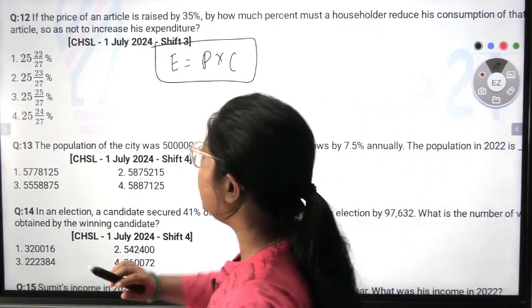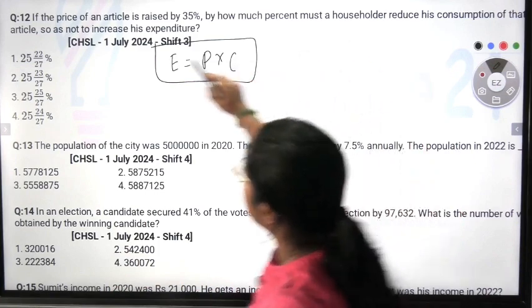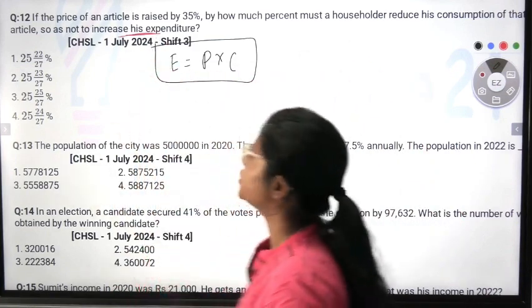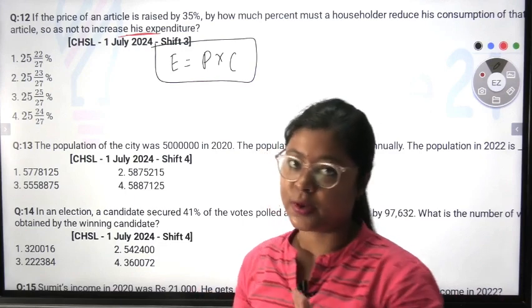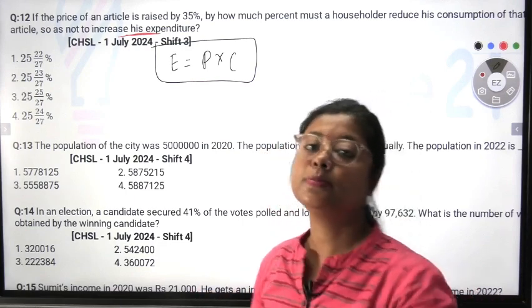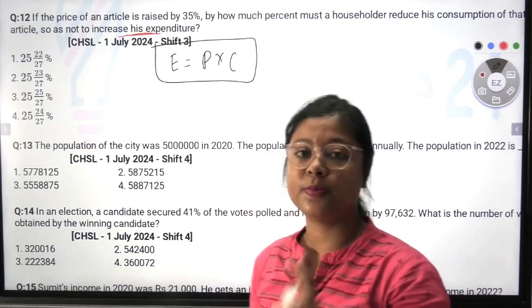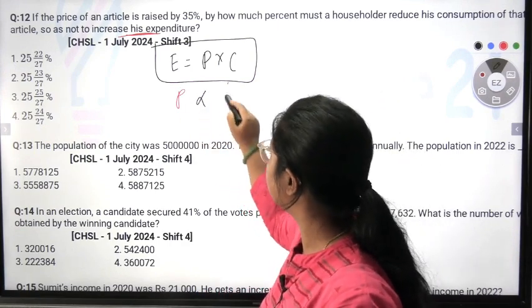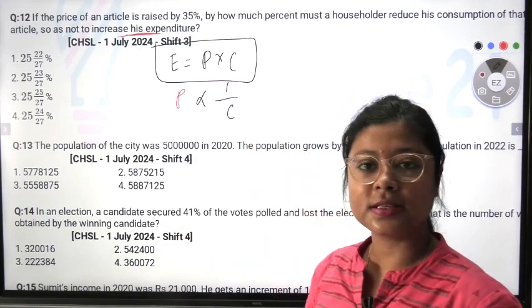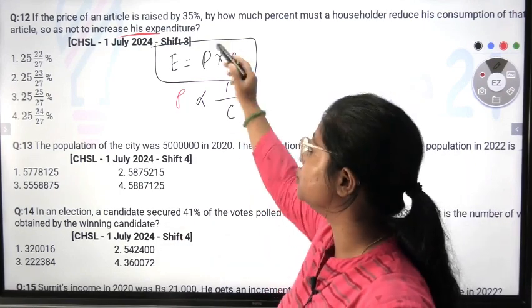Now here it is said that we must not increase his expenditure. That means there is no increase or decrease in expenditure. That means the expenditure must be constant. So if the expenditure is constant, then price would be inversely proportional to consumption, isn't it? So this is the basic formula to do such questions.